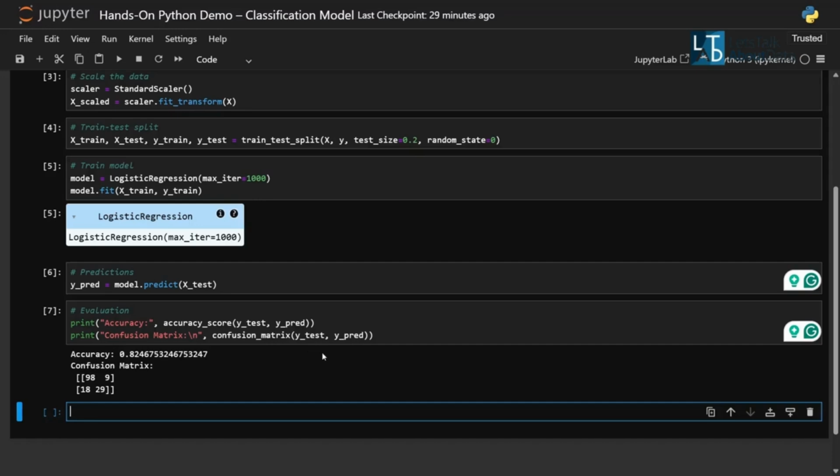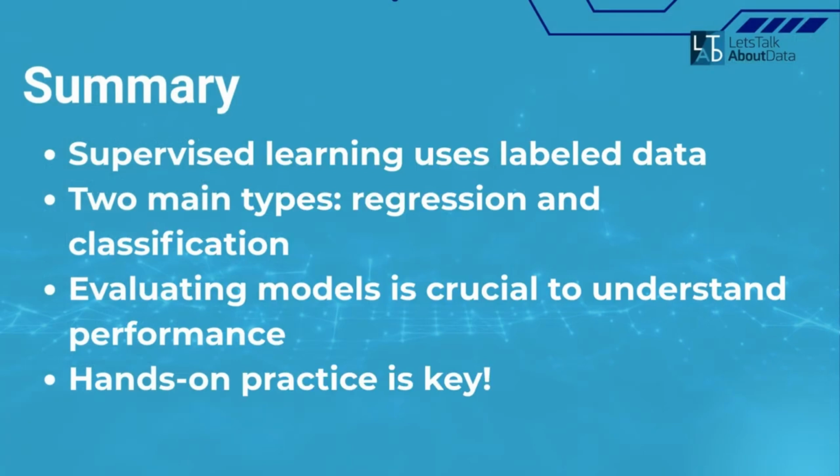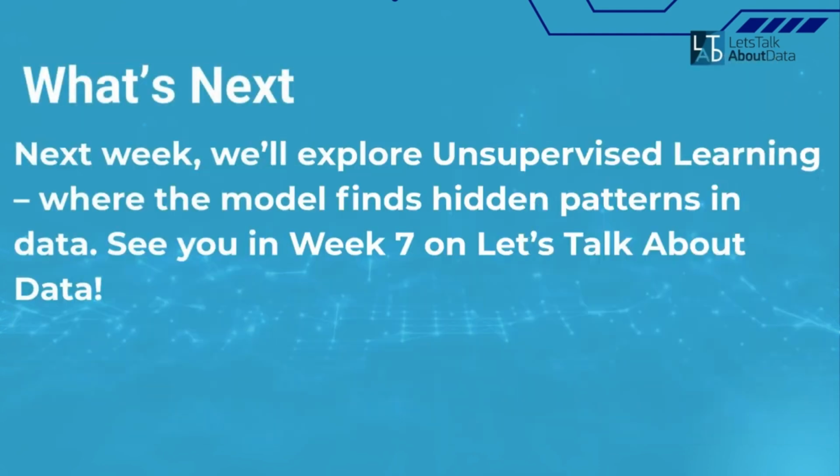Great work! You've built your first classification model. Summary. Supervised learning uses labeled data. Two main types, regression and classification. Evaluating models is crucial to understand performance. Hands-on practice is key. Next week, we'll explore unsupervised learning, where the model finds hidden patterns in data.